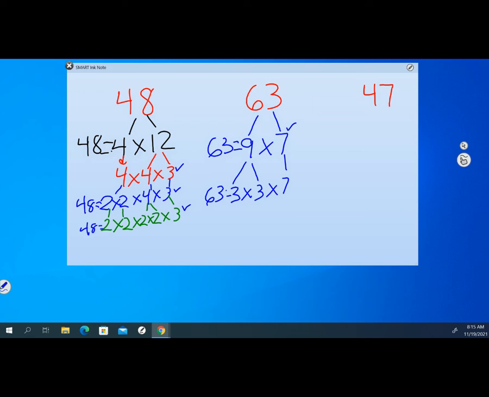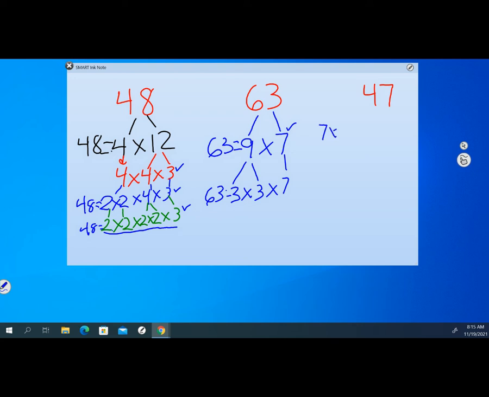If I go back through at the end, then I go through that, right? 2 times 2 is 4. 4 times 2 is 8. 8 times 2 is 16. And then 16 times 3 is 48. Okay, all those just different ways. Same thing here. 3 times 3 gets me back to the 9. Times 7 is 63.